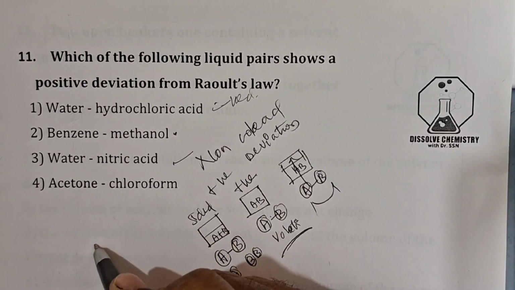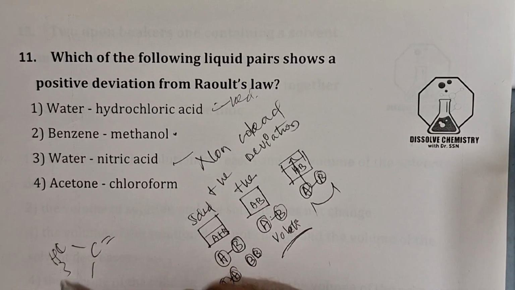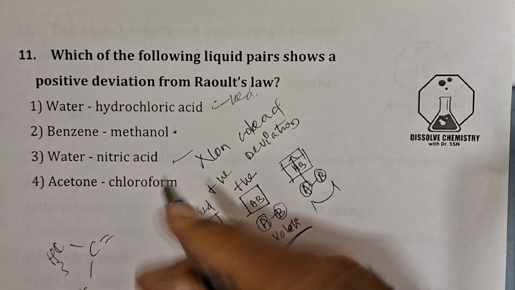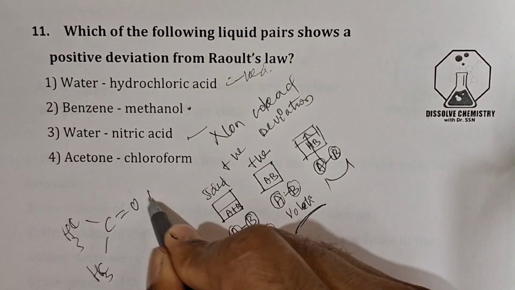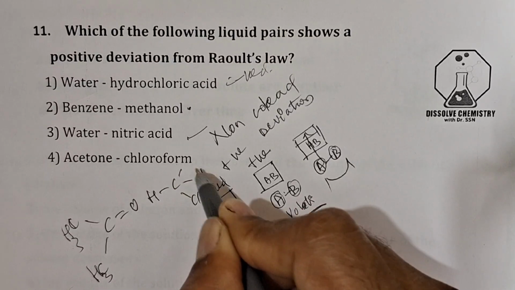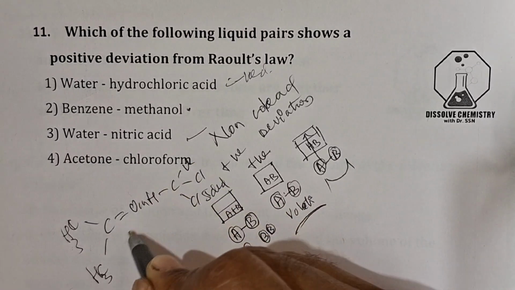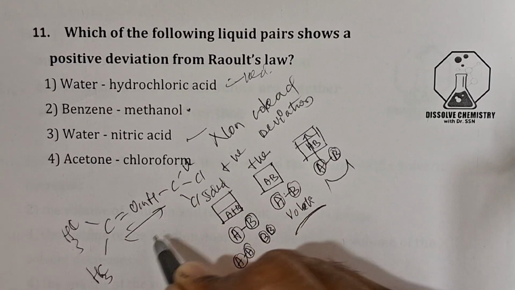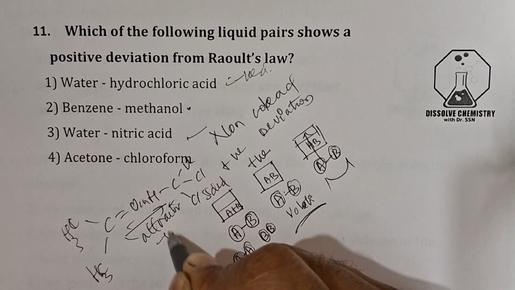And acetone and chloroform. See here, acetone and chloroform, it is very interesting. Oxygen of the acetone molecule and hydrogen of the chloroform, what will they do? They form hydrogen bonding. As they form hydrogen bonding, it leads to attractive interaction. As they show attractive interaction, it is also negative deviation.